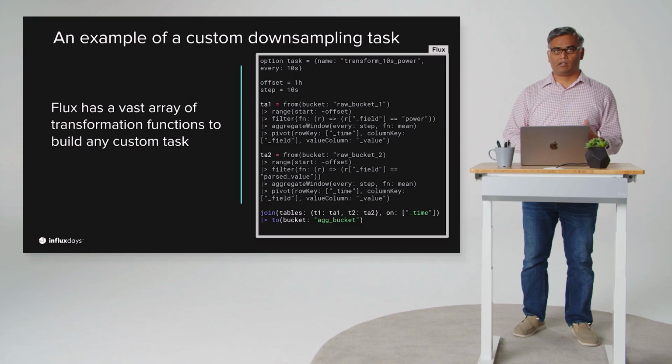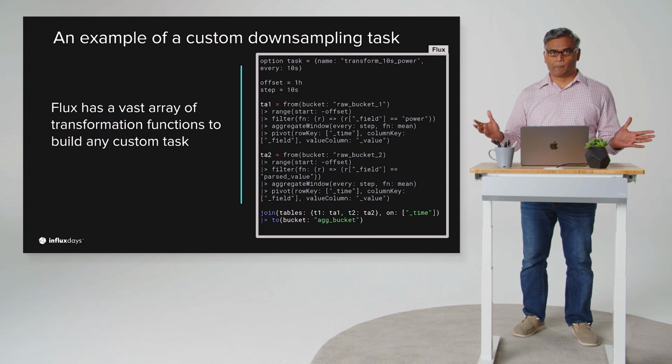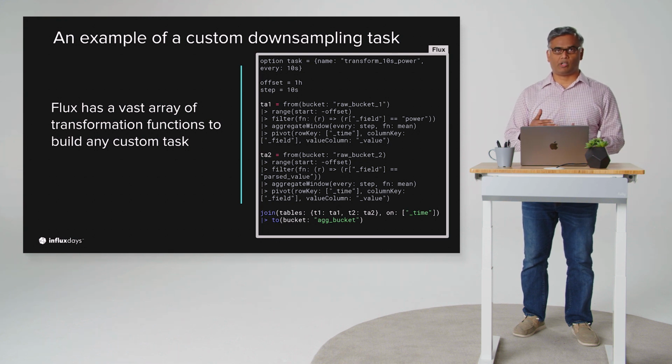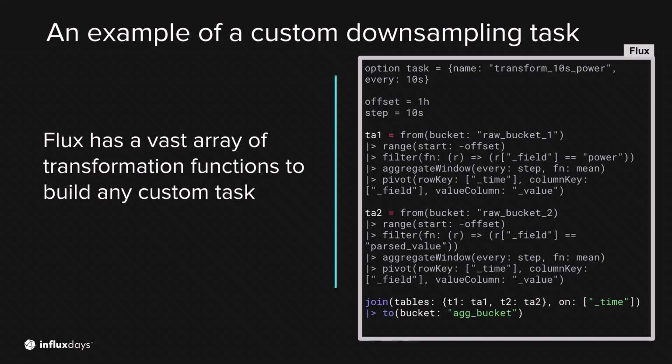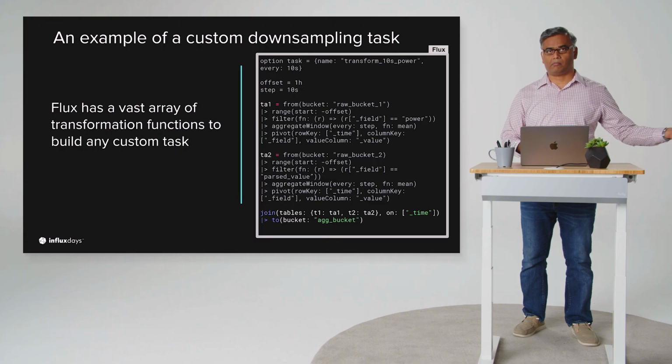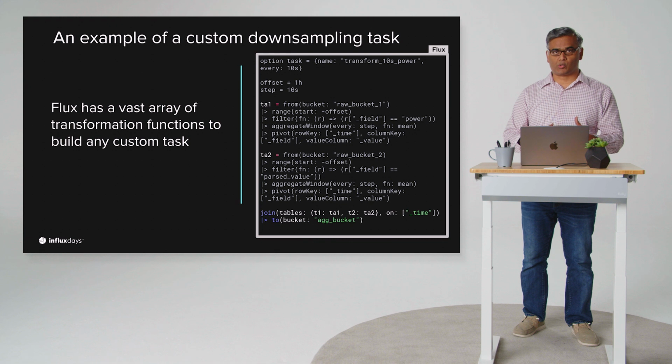Right, so here's another example of a custom downsampling task. We saw a simple example. Flux can do so much more. Here in this example, Flux is getting an aggregate from one of the buckets, and it's also getting an aggregate from a different bucket, and then you're joining the two. We have a join function. Again, this is where the power of Flux comes in. Not many query languages can really join from two different data sets, right?